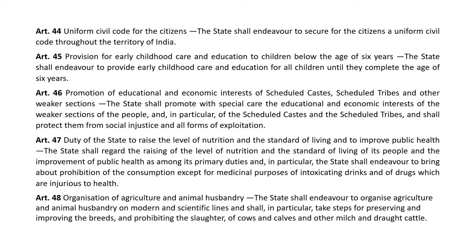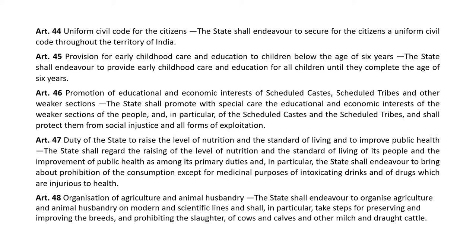Article 44. Uniform Civil Code for the citizens. The state shall endeavour to secure for the citizens a uniform civil code throughout the territory of India. Article 45. Provision for early childhood care and education to children below the age of 6 years. The state shall endeavour to provide early childhood care and education for all children until they complete the age of 6 years. Article 46. Promotion of educational and economic interest of scheduled castes, scheduled tribes, and other weaker sections.